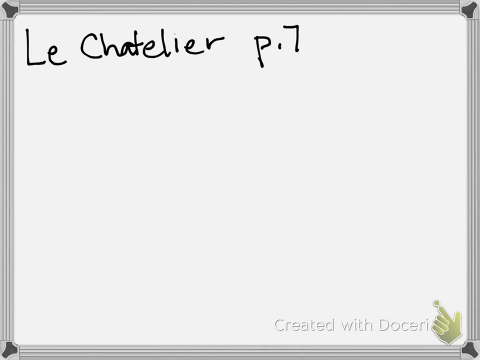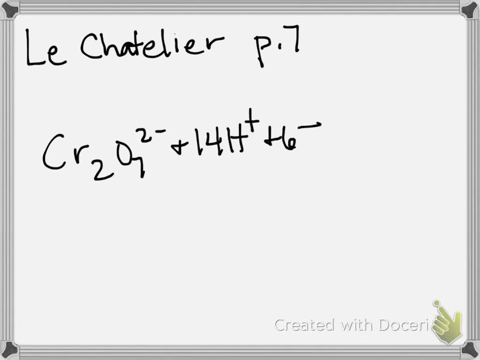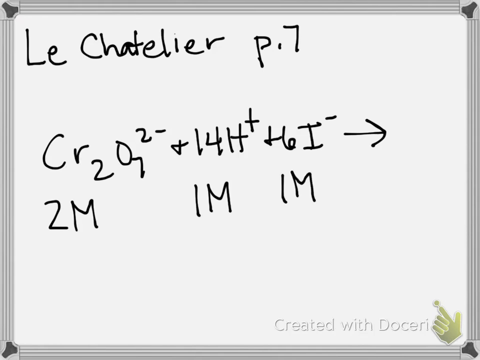Alright, we are on Le Chatelier. Page 7. And here's the reaction. The rest, I ran out of room. You have 2 molar of this, 1 molar H plus, 1 molar I minus, and 1 times 10 to the negative 5th molar of this Cr3 plus.